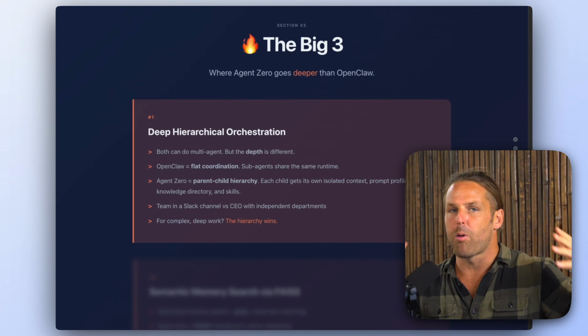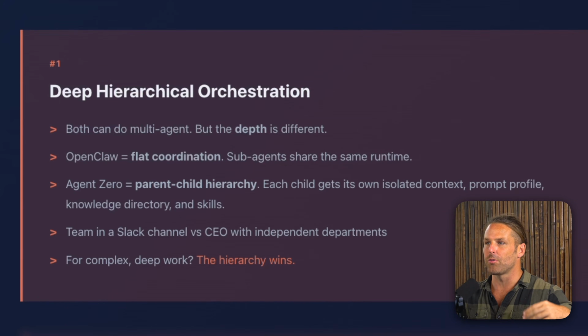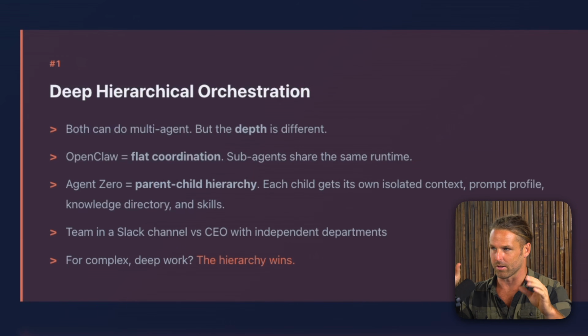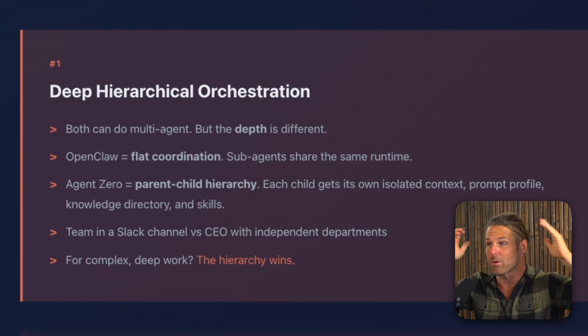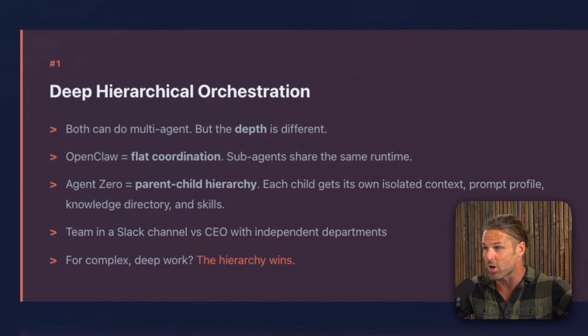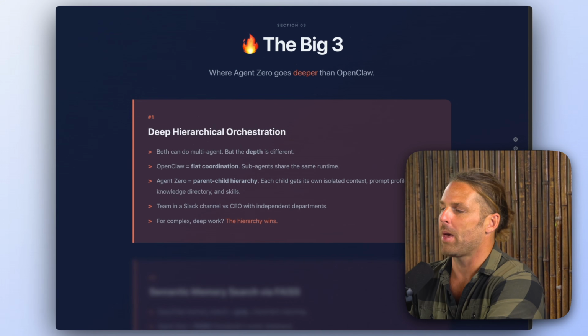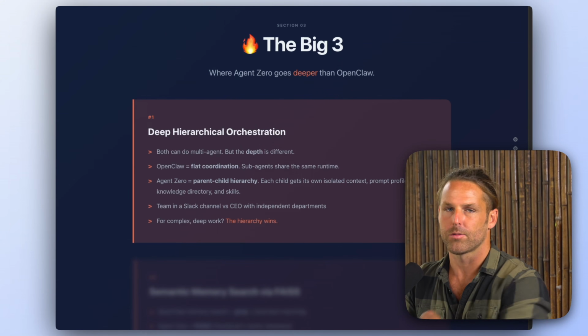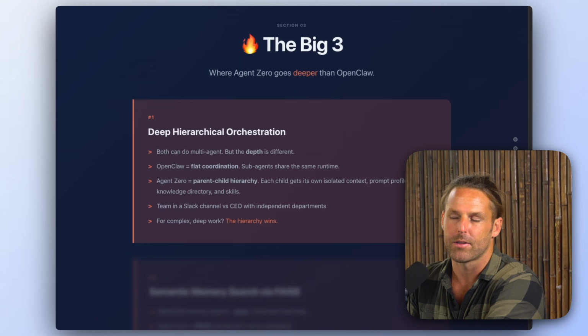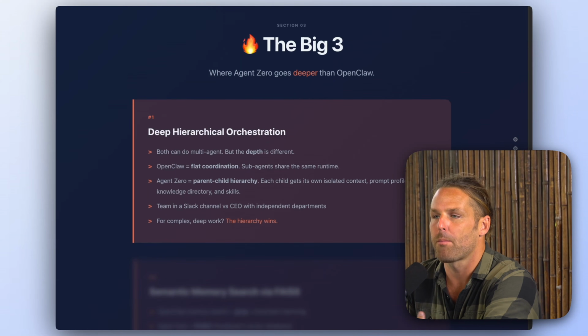So the first big point here is Agent Zero's deep hierarchical orchestration of agents. Both agents can do multi-agent, but the depth is different. And I'm not about to try to explain the little details. And who knows, by the time you watch this video, maybe OpenClaw, its whole framework has changed. But at the time of recording this, Agent Zero is meant for complex, deep work. That's what its orchestration is all about. But the main point here I want to say, without saying something that someone in the comments is going to say, no, that's wrong, is the prompt profile.